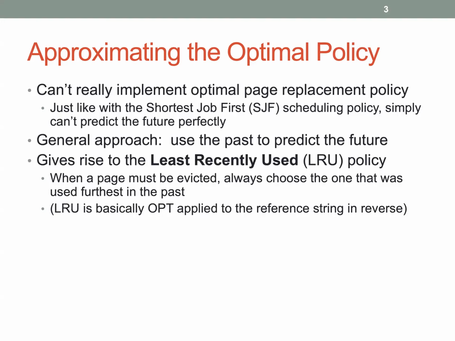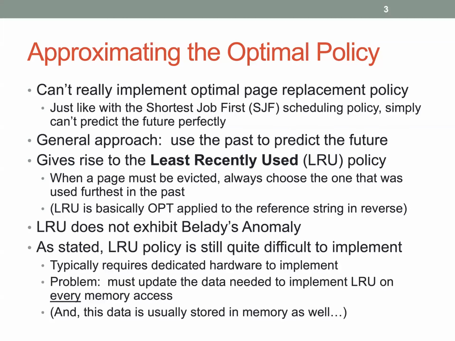So the policy that we tend to use for approximating the optimal policy is least recently used, or LRU. You see least recently used appear in all kinds of discussions because it's the simplest way of approximating the optimal policy. As I say on the slide, LRU is basically the optimal policy applied to the memory reference string in reverse, because that's the information we have: which page was accessed furthest in the past. LRU does not exhibit the anomaly we talked about, where you increase the number of available frames and the fault rate increases.